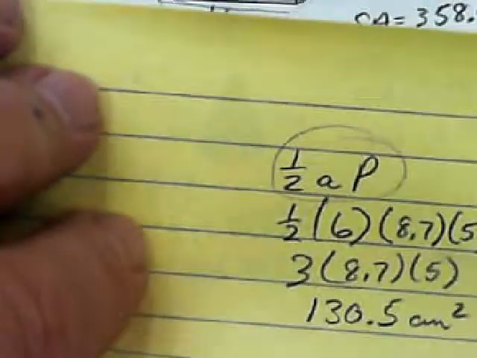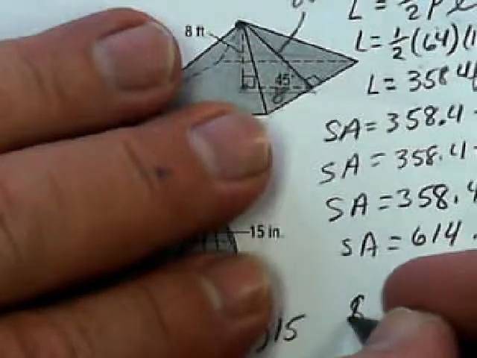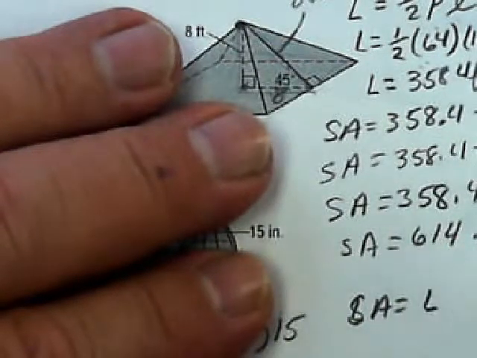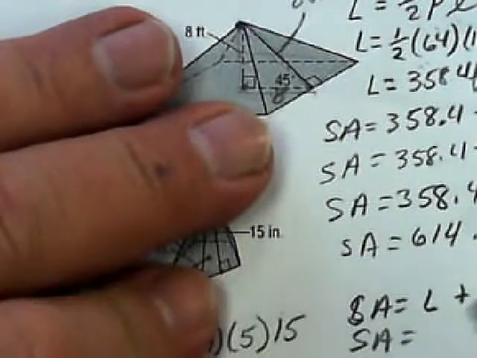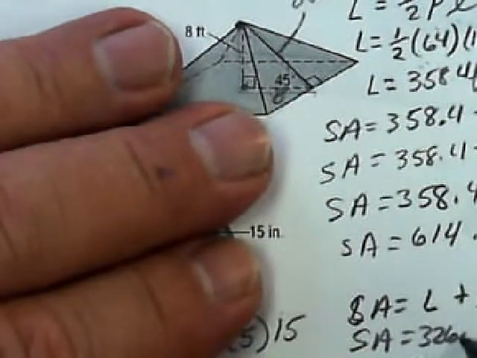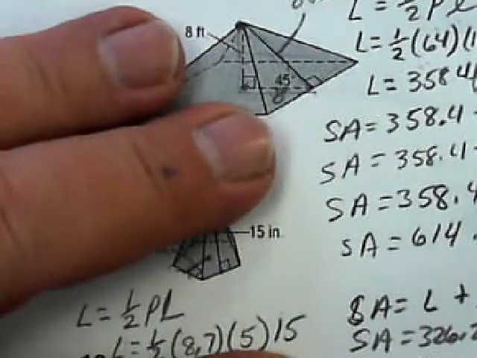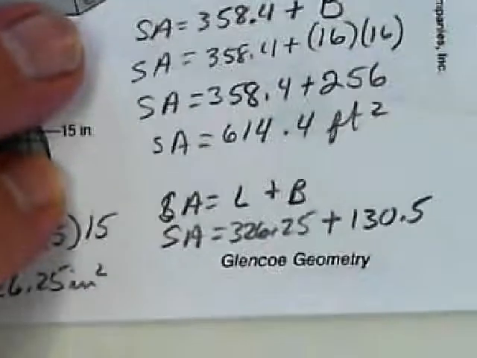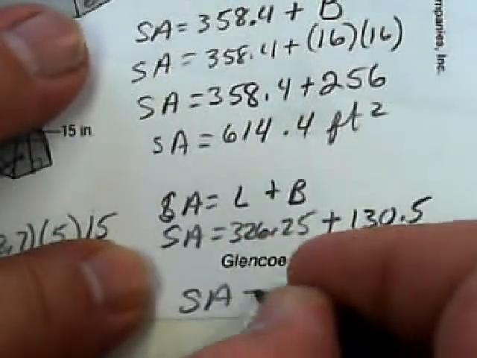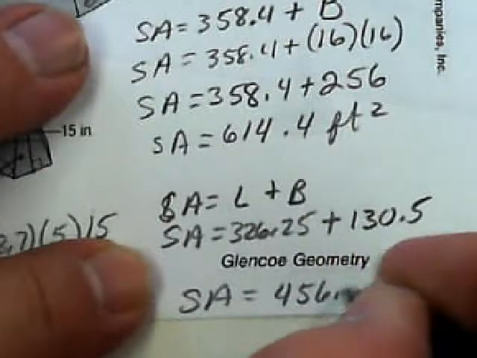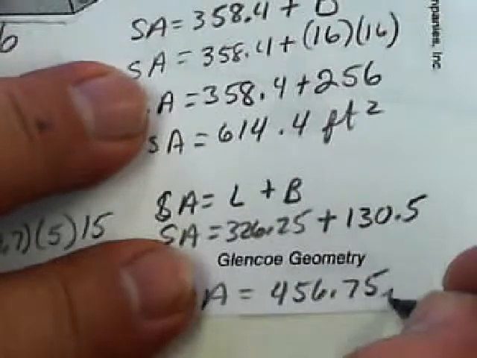So I have to take that 130.5 and find the total surface area, which is lateral area plus the area of the base. So 326.25 plus 130.5, that's 456.75. Yes, 456.75 inches squared.